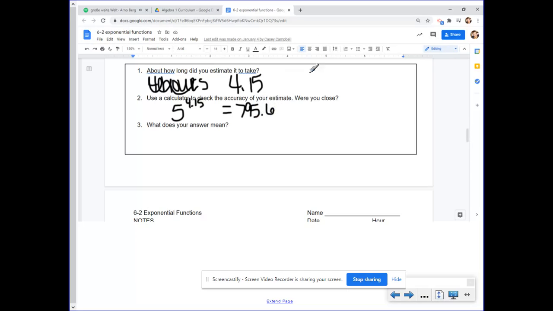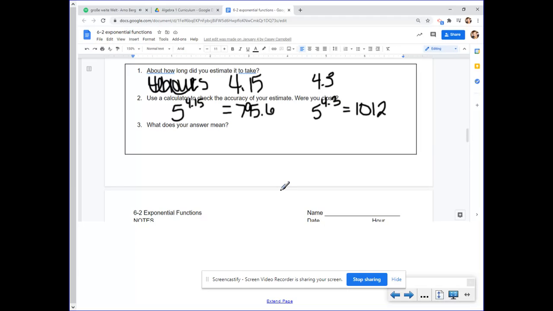So if you did, like I just heard, 4.3, you would take 5 and you'd raise it to the 4.3 power, which is 1,012, which is pretty close.